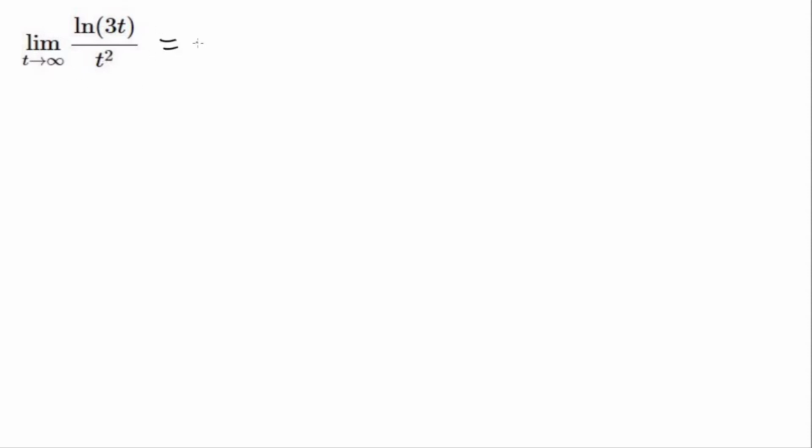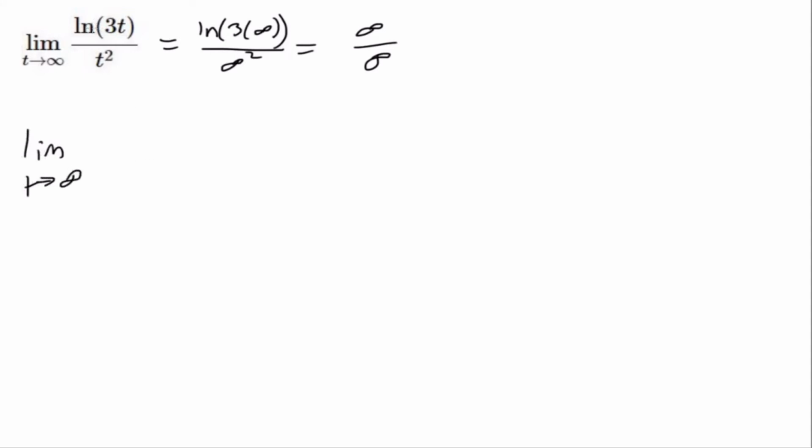So the natural log of 3 times infinity doesn't really need the 3 because it's infinity anyway, but we'll put it in, over infinity squared, equals infinity over infinity. So we can use L'Hopital's rule. The first thing we've got to do is differentiate the top and bottom.